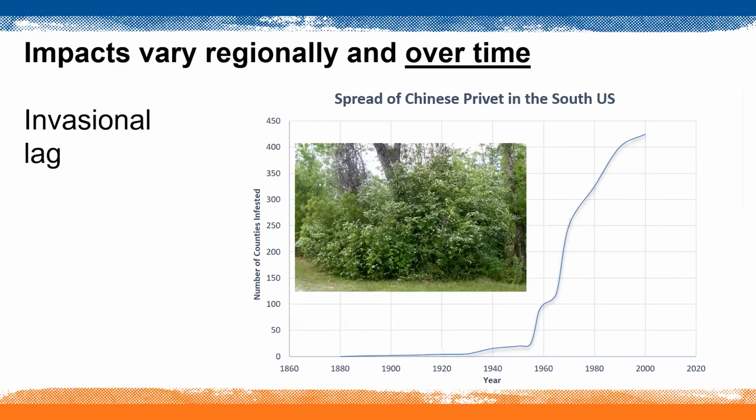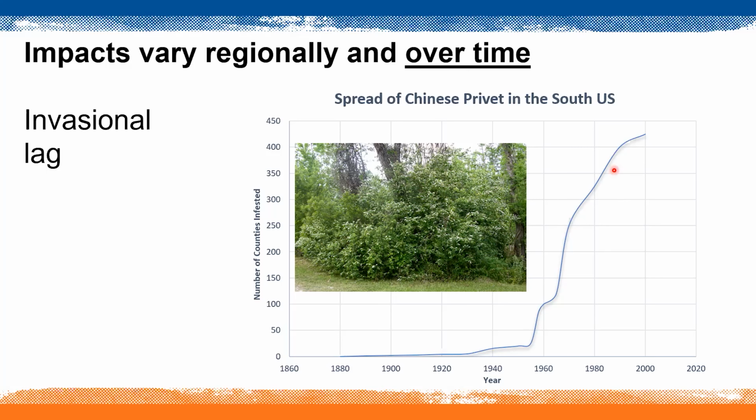Now, regarding over time, this is a phenomenon that happens with invasive species across all taxa. It's invasional lag. What this figure shows is the number of counties that Chinese privet occurs in since its introduction in about 1880. And you can see it's not very many counties. And then all of a sudden something happens here in the 50s where it just explodes and it's all over the place. And now it's one of the most invasive shrubs in the forests of the southeastern US, okay?